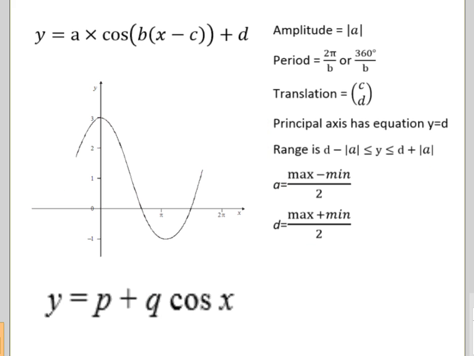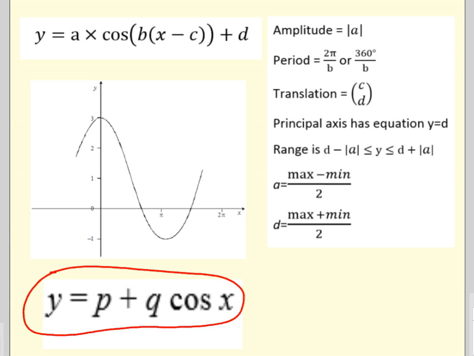Let's look at another example. Well, see here, it's another case where the P and the Q are put in any place. It's important to interpret them correctly. So here we can see both P and Q are outside the brackets, so they're vertical, and with a bit of studying you will see that Q is the amplitude and P is the value that gives us the principal axis.